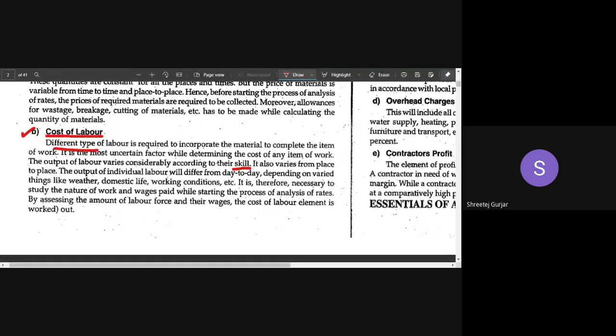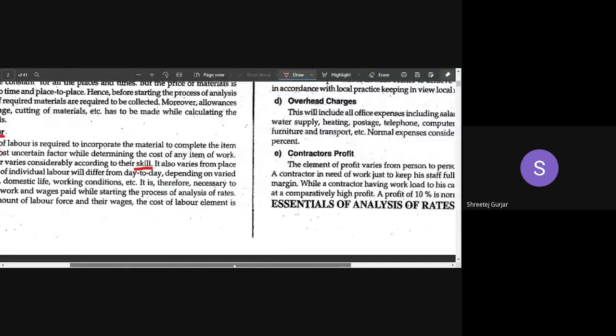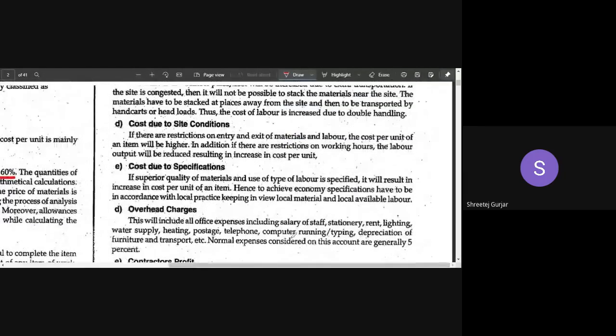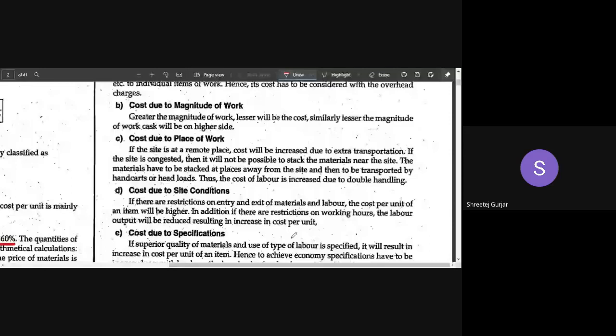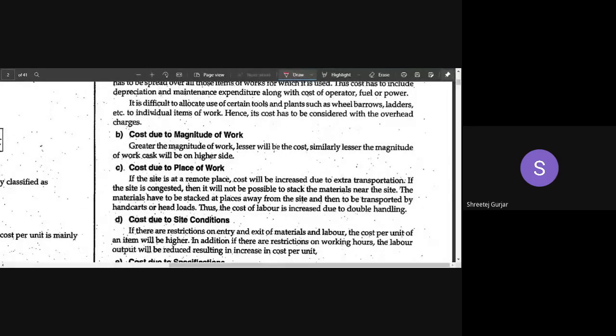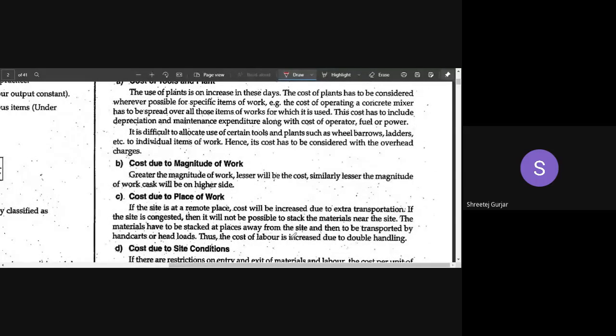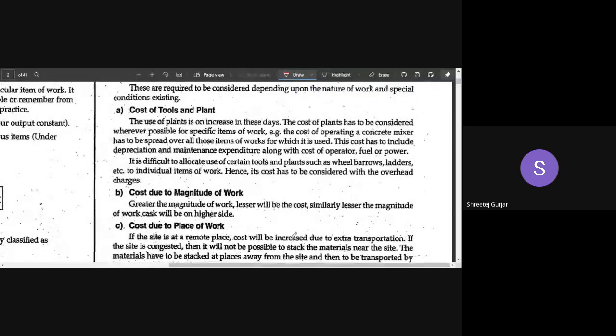Then cost of labor is very important and that has to be included properly in your rate analysis. Depending on the number of laborers required and the type of laborer, your cost of labor varies. So what do you think are the other major factors in your rate analysis? Two major ones we have covered, that is cost of materials and cost of labor. Any other major cost that you can think of?